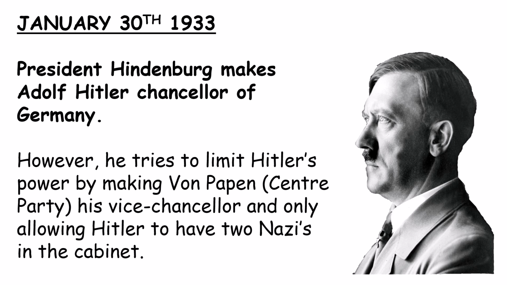So Hindenburg does try and limit Hitler's power in two ways. He makes von Papen from the Centre Party Hitler's vice-chancellor to try and drag Hitler more towards the centre and away from the extreme right, to try and neutralise some of Hitler's more extreme views. It doesn't work. And he also only allows Hitler to have two Nazis in the cabinet. So the cabinet are the most important politicians, and Hitler is only able to pick two Nazis. That's in contrast to von Papen, who was able to pick his entire cabinet and picked rich aristocratic landowners who weren't politicians and didn't have seats in the Reichstag, which was part of his downfall.